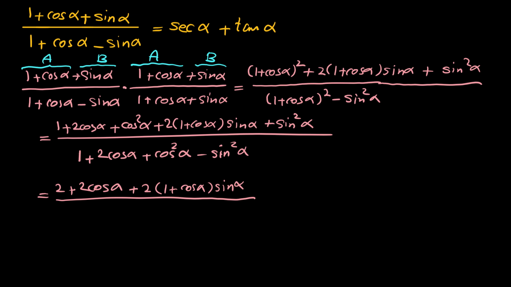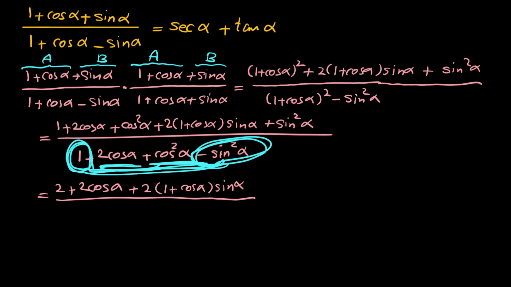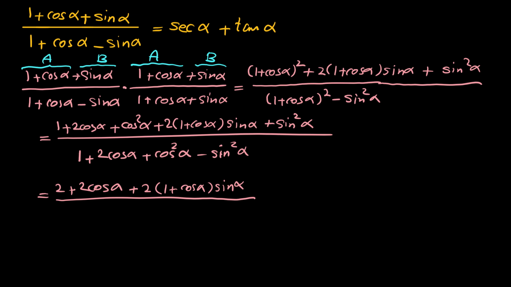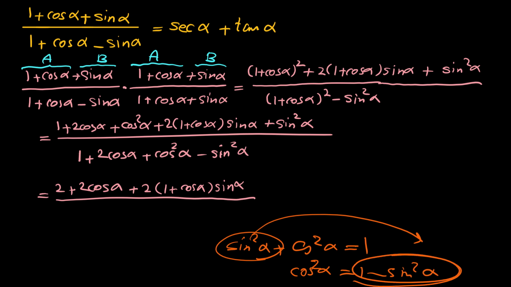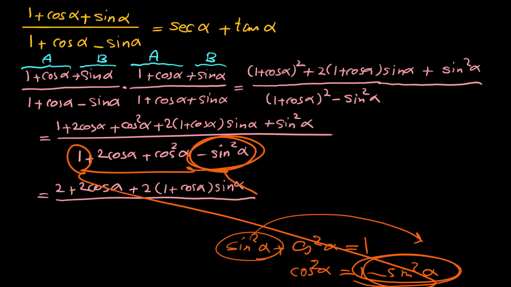Now look at the denominator. In the denominator, this term is in terms of cosine. This term is also in terms of cosine. But we have 1 minus sine to the 2. But we remember that 1 minus sine to the 2 is cosine to the 2. Let me remind you the Pythagorean identity. Sine to the 2 plus cosine to the 2 is 1. If you move this term to the other side, then cosine to the 2 would be 1 minus sine to the 2. So whenever we have 1 minus sine to the 2, we can replace it with cosine to the 2.